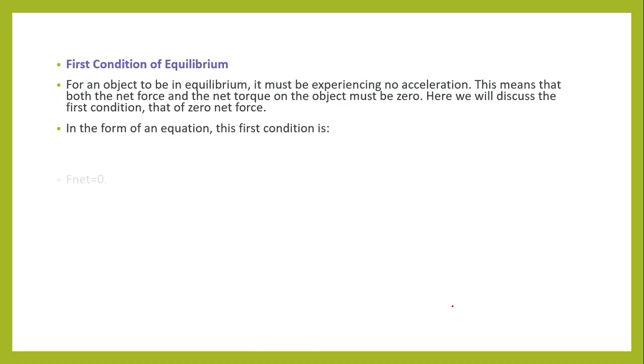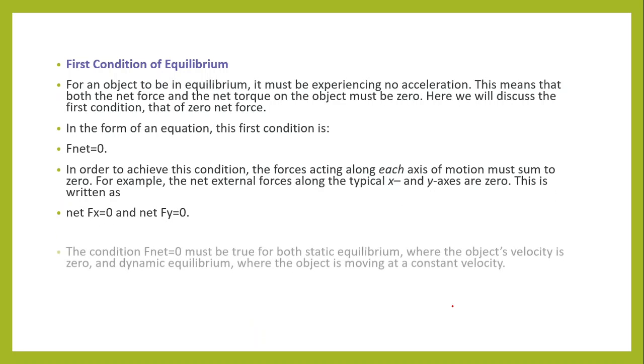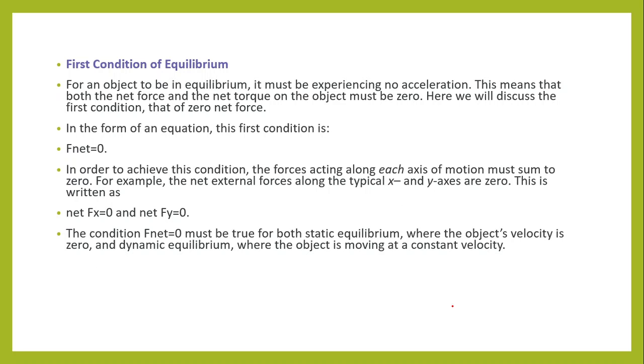For an object to be in equilibrium, it must be experiencing no acceleration. This means that both the net force and the net torque on an object must be zero. Here we'll be discussing the first condition, that the net force must be equal to zero. So if F net is equal to zero, that means that F in the x direction and F in the y direction should be equal to zero if we're considering a two-dimensional state. The condition F net equals zero must be true for both static equilibrium, when the object's velocity is zero, and dynamic equilibrium, when the object is moving at a constant velocity.